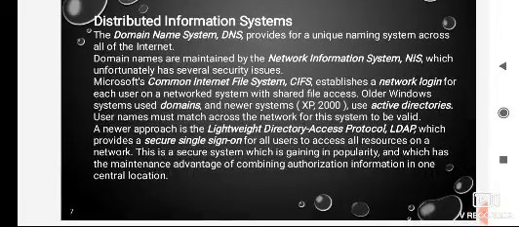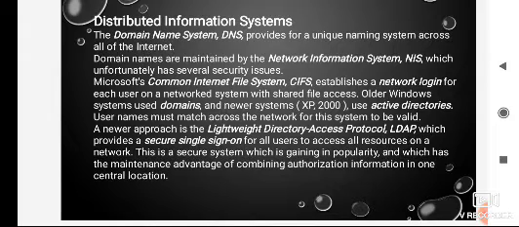Then distributed information systems. The domain name system. The DNS provides for a unique name system across all of the internet. Domain names are maintained by the network information system, which unfortunately has several security issues.